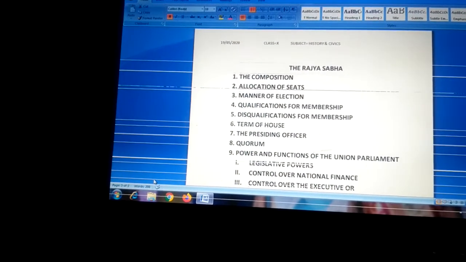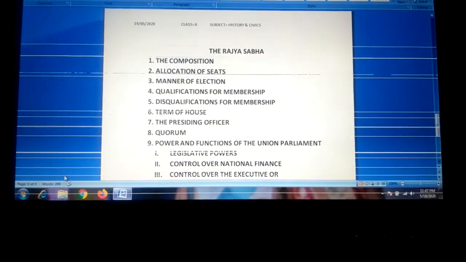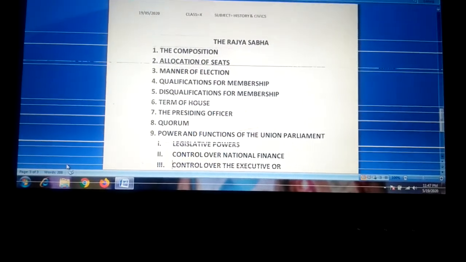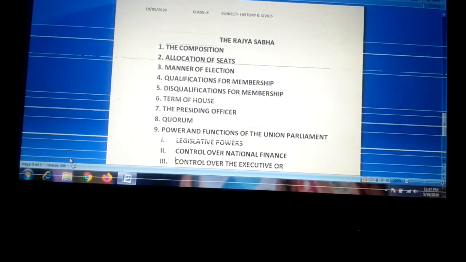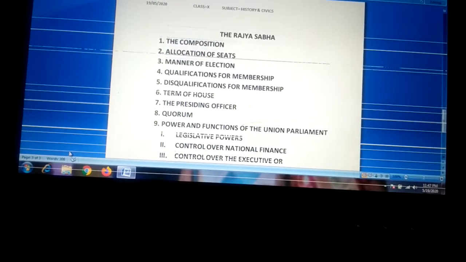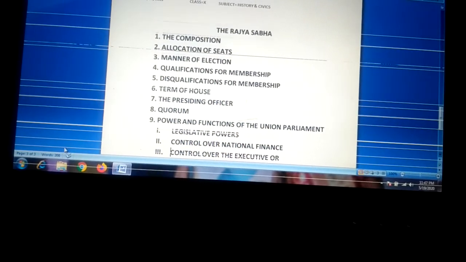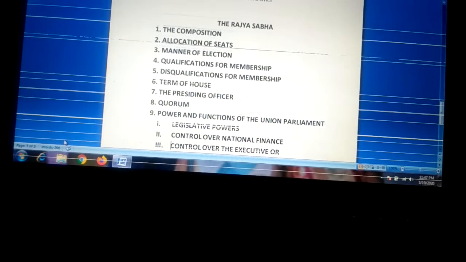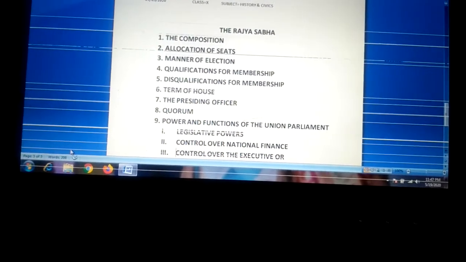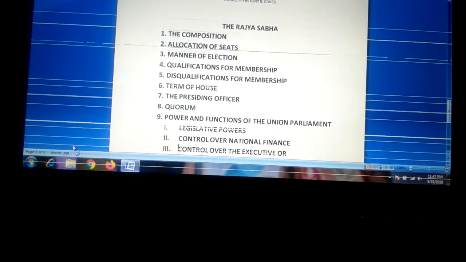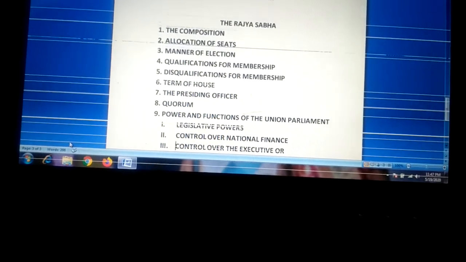Here I already discussed which bills can be introduced in the Lok Sabha only. We all know that a money bill can only be introduced in the Lok Sabha. It is then transmitted to the Rajya Sabha for its recommendation, after it has already been passed in the Lok Sabha.